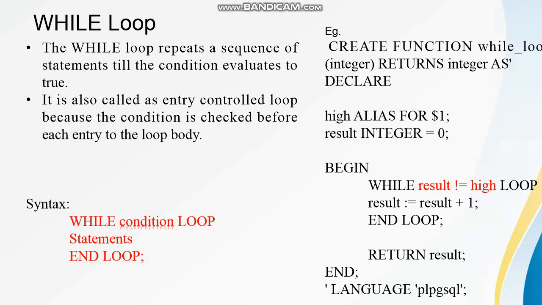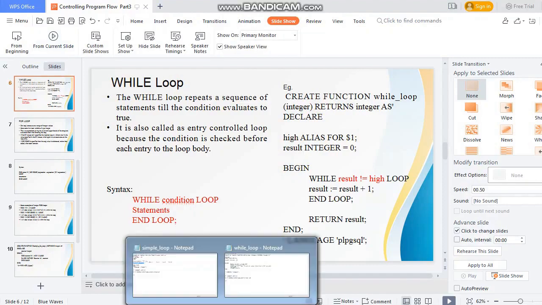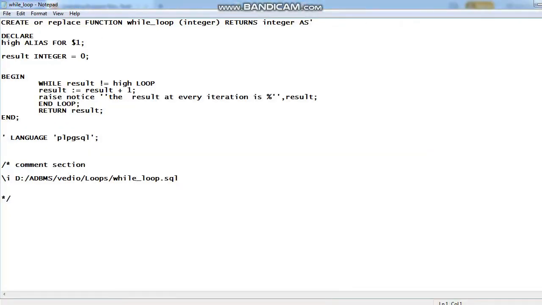So here what is happening? While 0 not equal to any value which is passed by the user. Let's execute and see this particular program. We'll come to know what actually the meaning of while loop is. Okay, I have already written the program. I'll just copy the path from here.